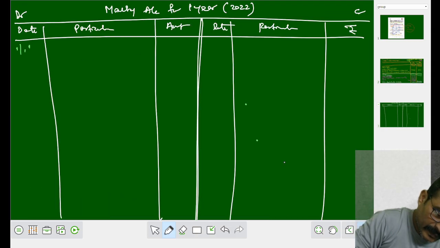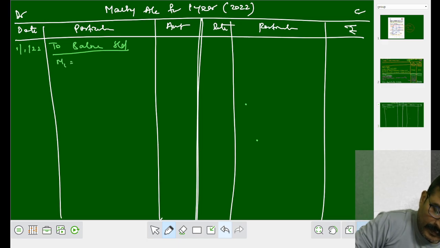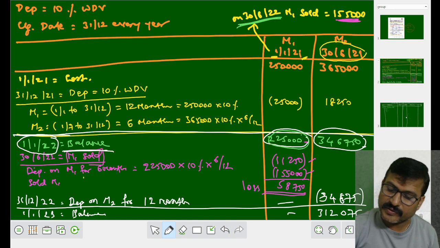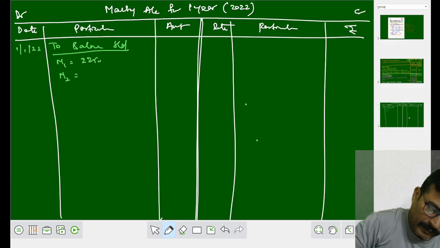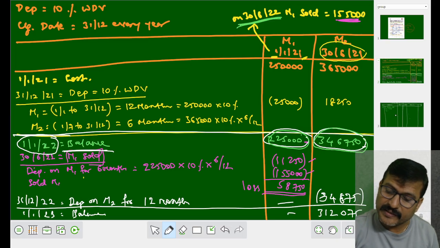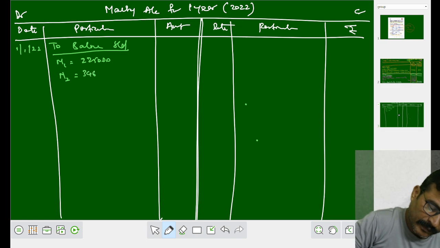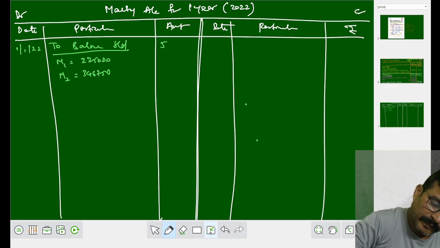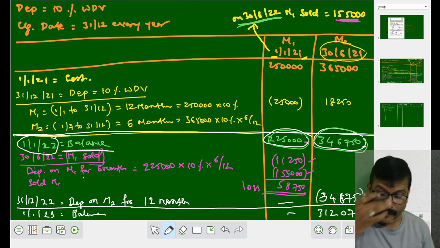Here, 1st January 22, to balance brought down, M1 and M2. What is the M1 balance? 2,25,000. So you write 2,25,000. Second machine is 3,46,750. Add both the numbers. It comes to rupees 5,71,750.